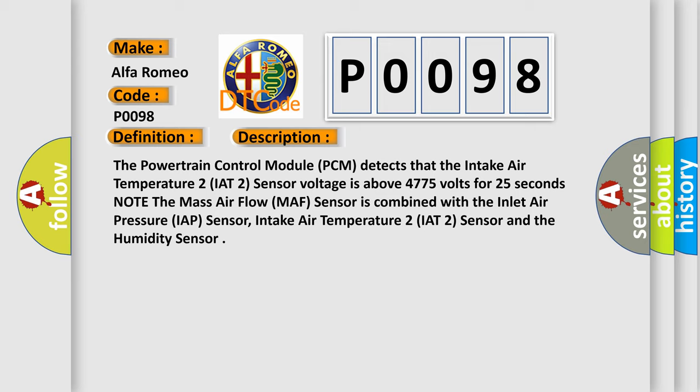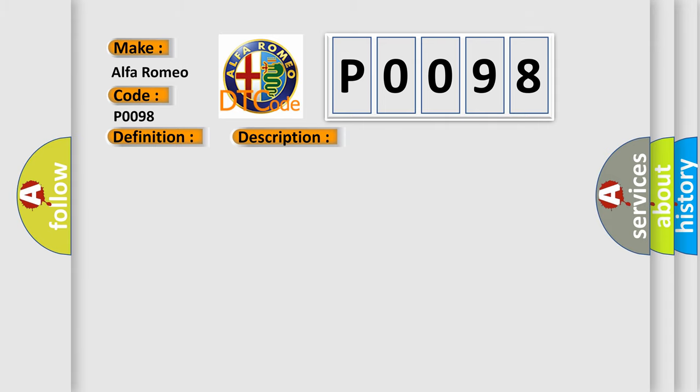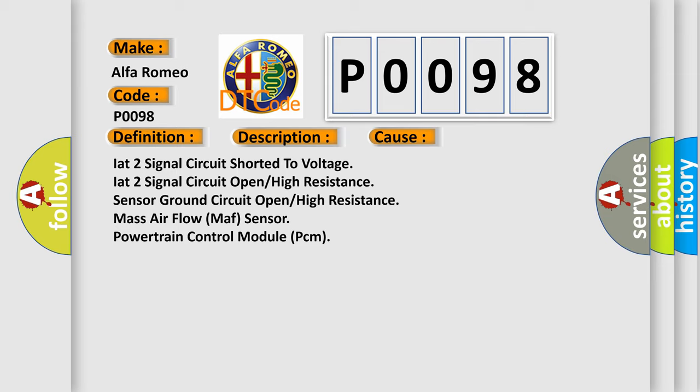The powertrain control module PCM detects that the intake air temperature 2 IAT2 sensor voltage is above 4.775 volts for 25 seconds. Note the mass airflow MAF sensor is combined with the inlet air pressure IAP sensor, intake air temperature 2 IAT2 sensor and the humidity sensor. This diagnostic error occurs most often in these cases: IAT2 signal circuit shorted to voltage, IAT2 signal circuit open, high resistance, sensor ground circuit open, high resistance, mass airflow MAF sensor, powertrain control module PCM.